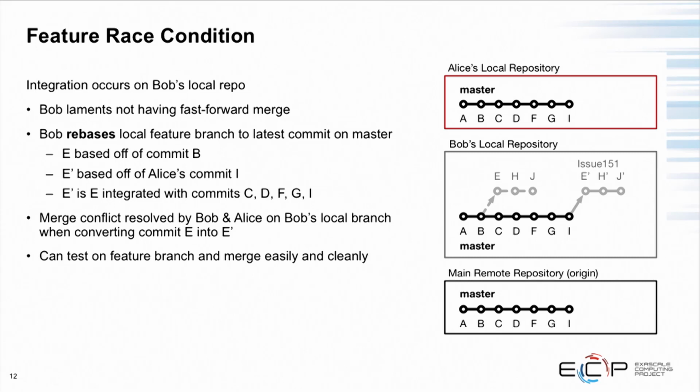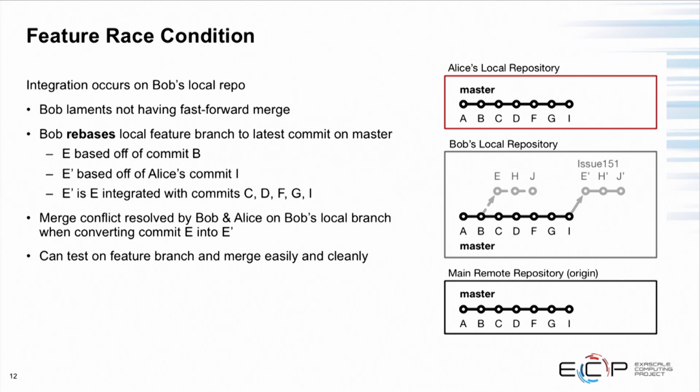He's aware that there is this command called rebase. Has anyone heard of rebases before? Okay, we got a lot of people. I was not expecting that. So essentially what the rebase is going to do is take this feature branch that Bob wrote, which was based off of this old commit B, and he's just going to issue that rebase command, so it's going to slide it down and rebase it off of the latest commit on master, which is I.